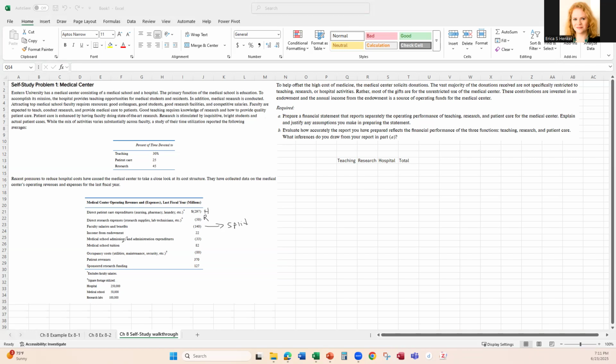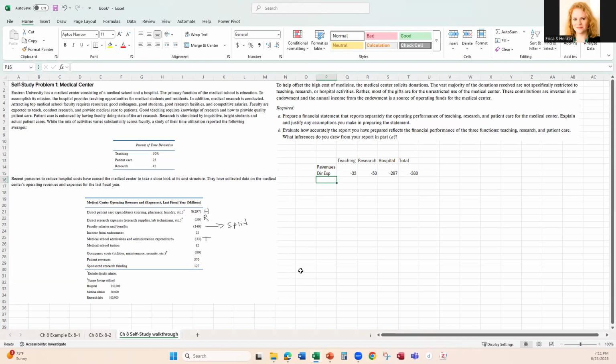And then down here, we've got medical school admissions and administration. That's pretty much just related to teaching here. So let's really quick get those. I'm going to put revenues here. Direct expenses here, we can call those out pretty clearly. And so that gets us to 380 million in direct expenses.